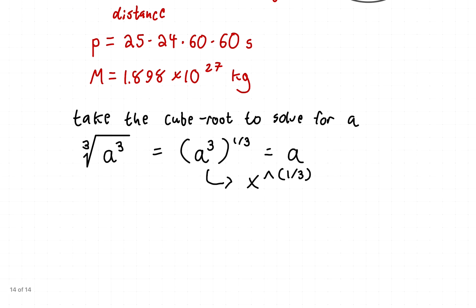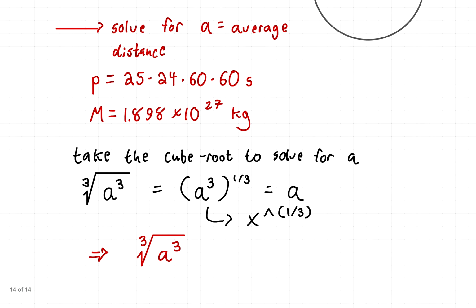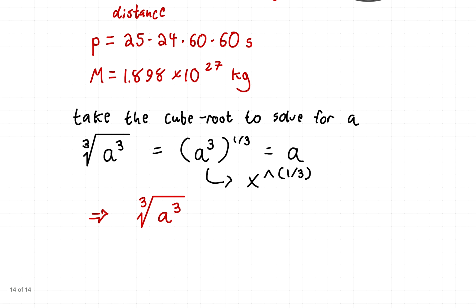So that would isolate a, but you need to do that to both sides, because anytime you do something to one side of the equation, you do it to both sides. If you take the cube root of both sides, there's a cube root of the side that is just a cubed, to remind you up there. You'll also have to take the cube root of the other side. Over here, you'd have GM over 4 pi squared times P squared, and that's all also going to be in a cube root.